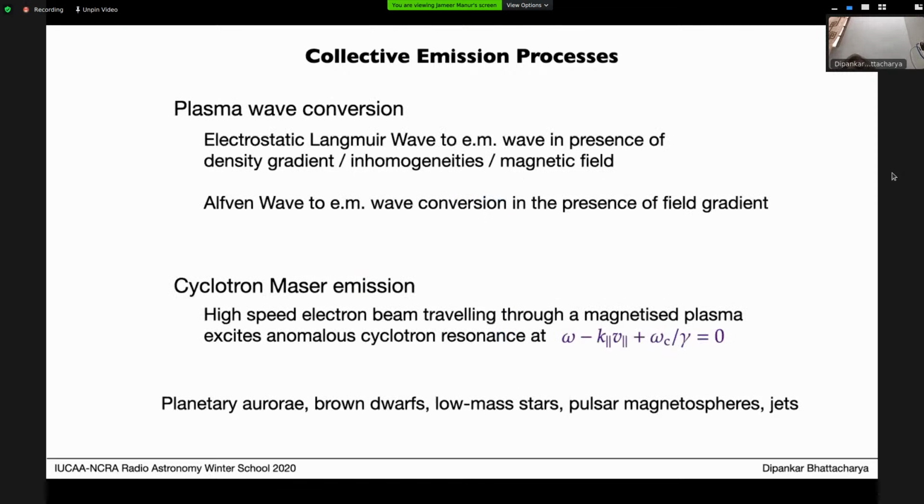The other collective emission processes include plasma waves. So you can take a plasma and then perturb it, and there could be a collective charge density wave which is propagating in a plasma, and on encountering a discontinuity or inhomogeneity, some of that wave energy can convert to electromagnetic radiation. So, plasma waves can give rise to electromagnetic radiation when converted at some discontinuity or density gradient or inhomogeneity or magnetic field.